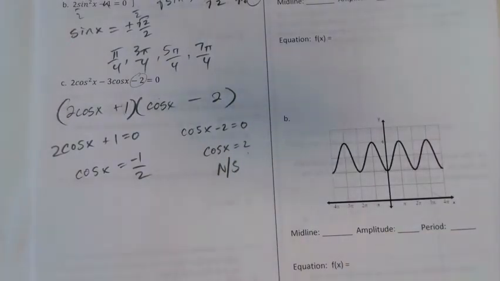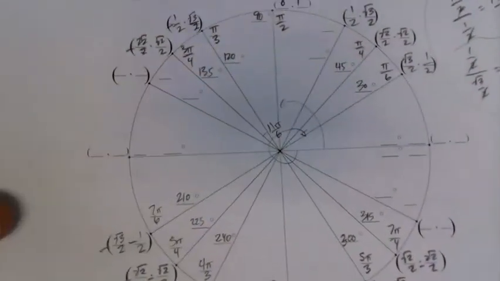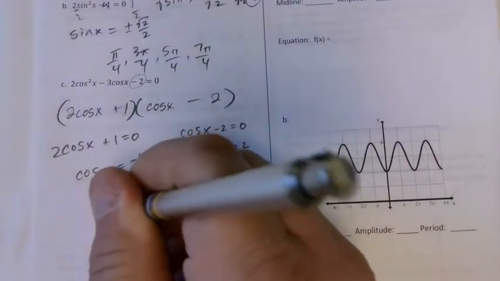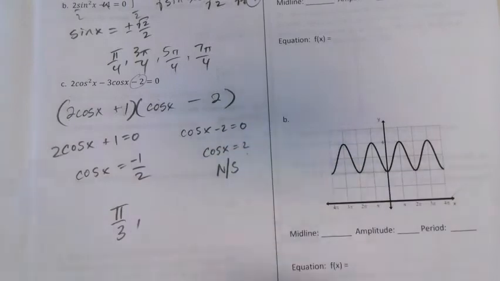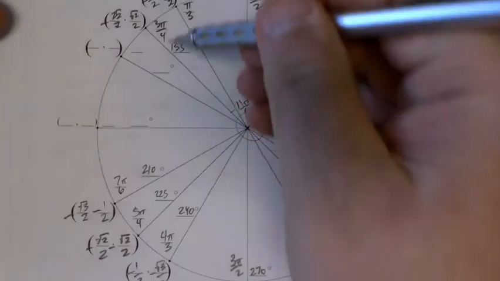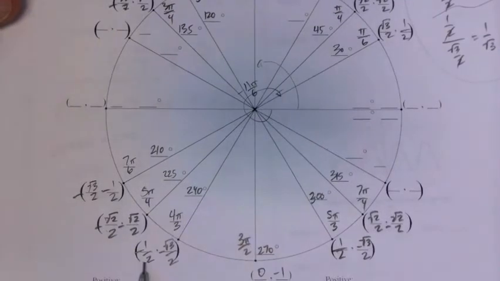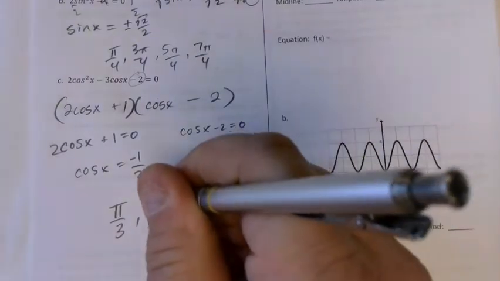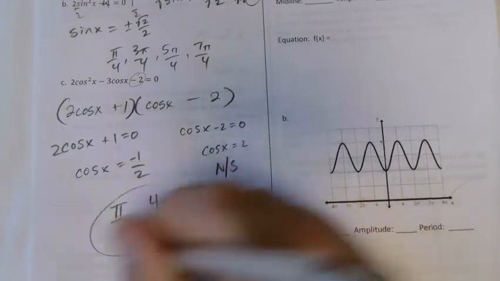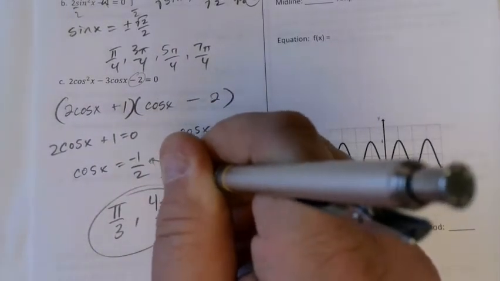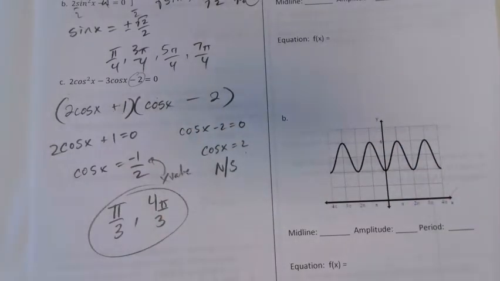But this one, where's my x value of negative 1/2? That's going to be right here at pi thirds. So pi thirds. And if I reflect that over the x-axis, I get down here to 4 pi thirds, which is, again, an x value of negative 1/2. So pi thirds and 4 pi thirds. That's the x value in the unit circle, because the cosine is the x value.